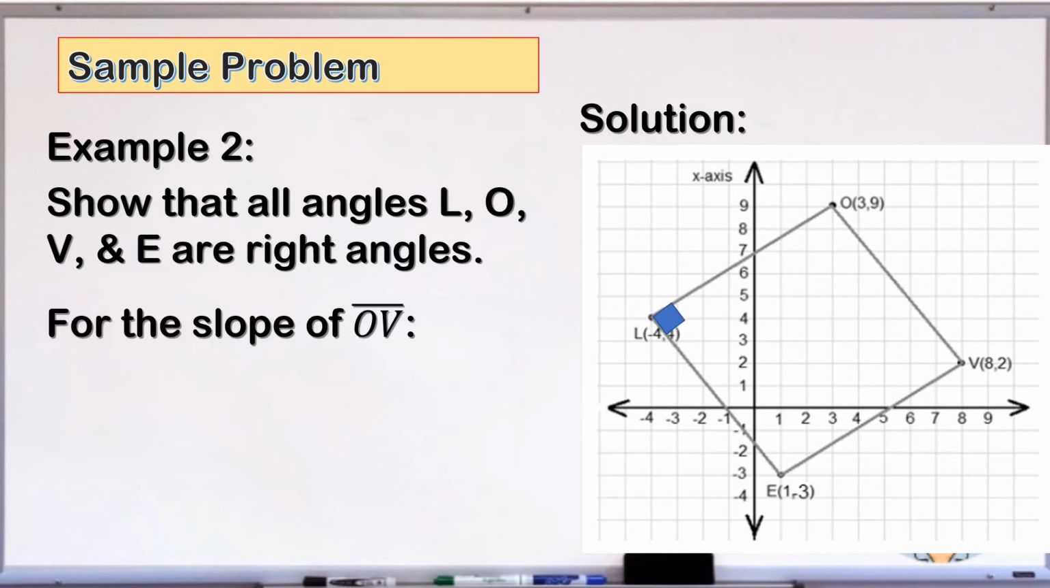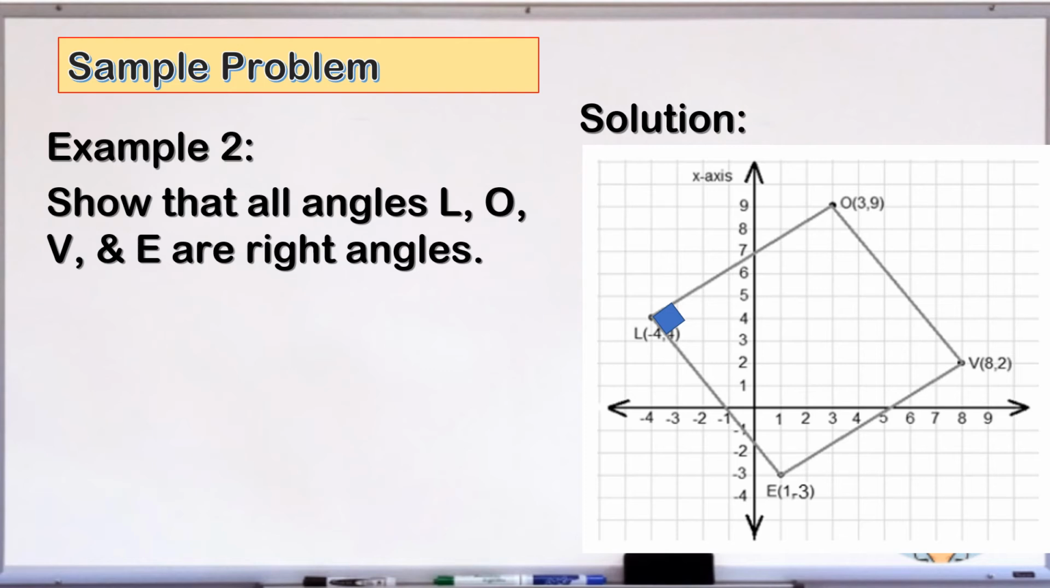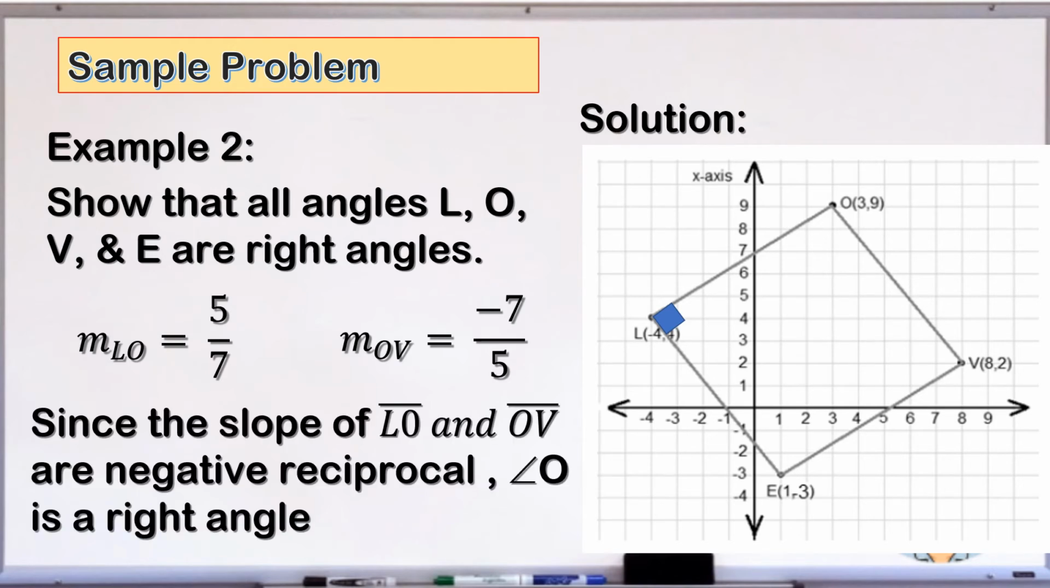Next, let us now find the slope of segment OV. So using again the formula, we have 2 minus 9 over 8 minus 3, which is equal to negative 7 over 5. To compare the slope of segment LO, which is equal to 5 over 7, and slope of segment OV, which is equal to negative 7 over 5, since the slope of segment LO and segment OV are negative reciprocal, it means that angle O is a right angle.